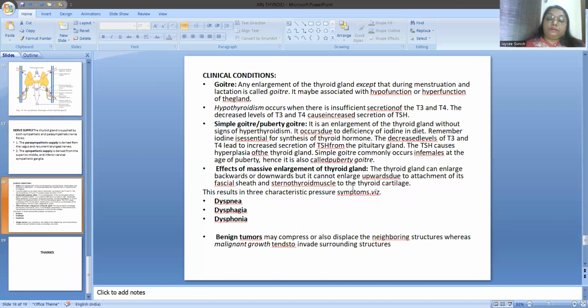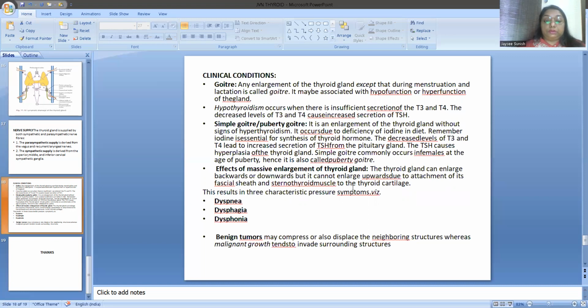Now we will see the very important clinical conditions of the thyroid. In day-to-day clinical practice, these conditions are a must to know. Many patients come with complaints related to the thyroid gland, such as goiter.